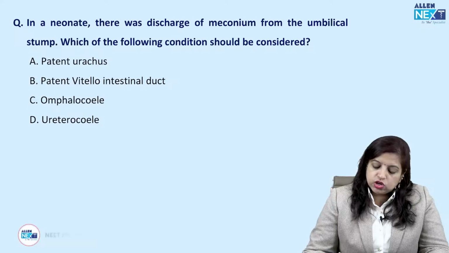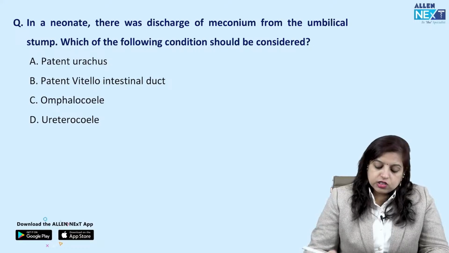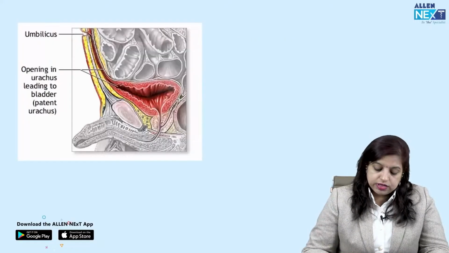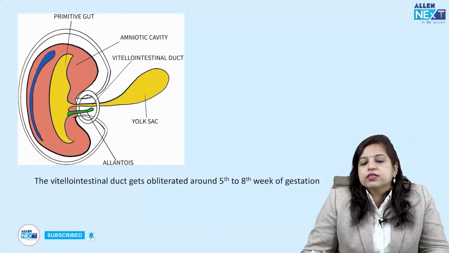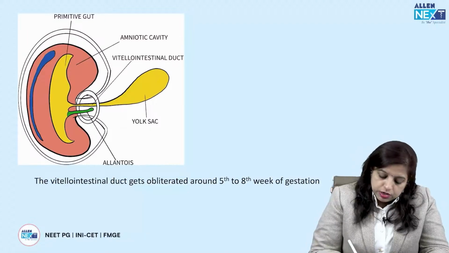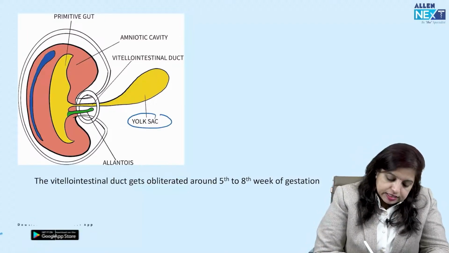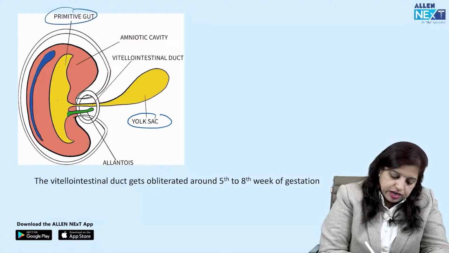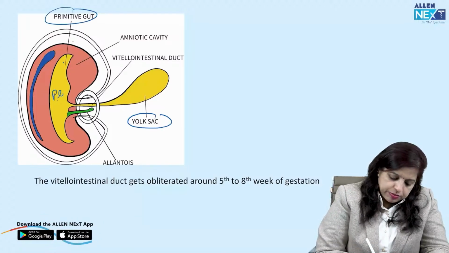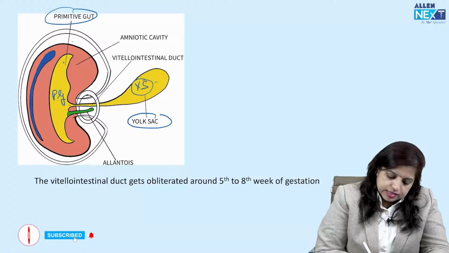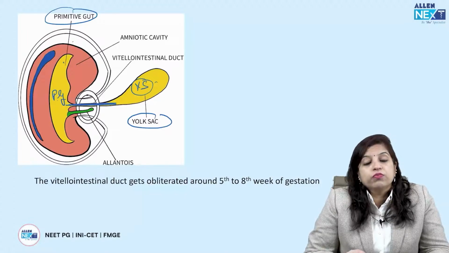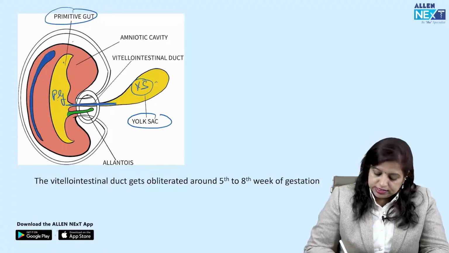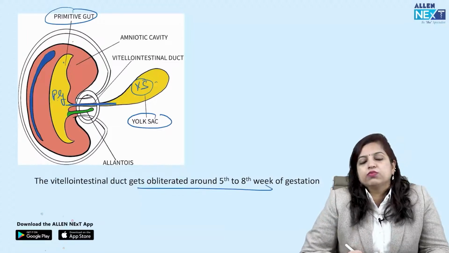In a neonate, there was discharge of meconium from the umbilical stump. Which of the following conditions should be considered? So when there's discharge of meconium from the umbilical stump, what do we think of? So this we think of as vitellointestinal duct. This is a duct which is a communication between the yolk sac and the primitive gut. So this is the primitive gut you can see, and this is the yolk sac. And there is this communication, the vitellointestinal duct, which usually involutes between the 5th to 8th week of gestation. It gets obliterated in that time, right?